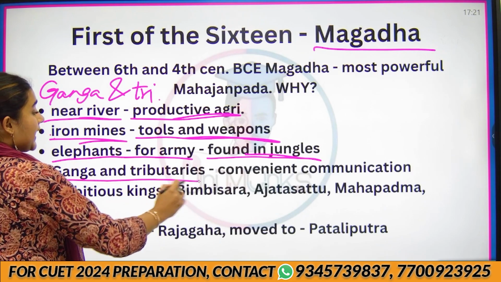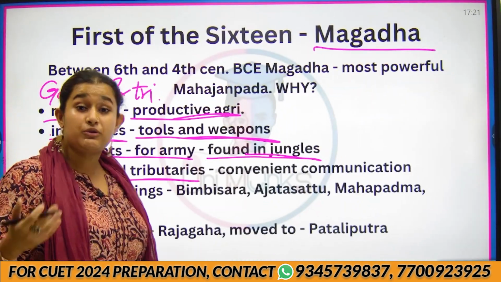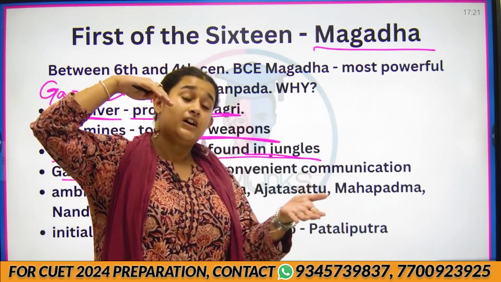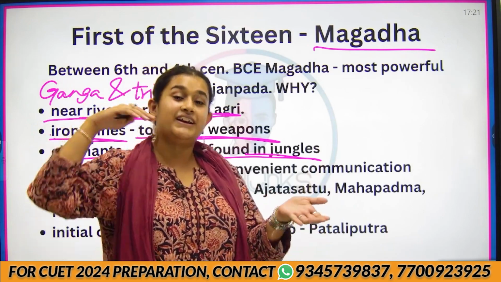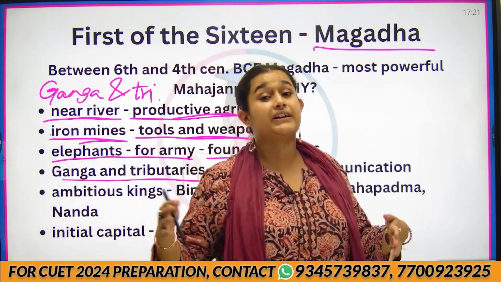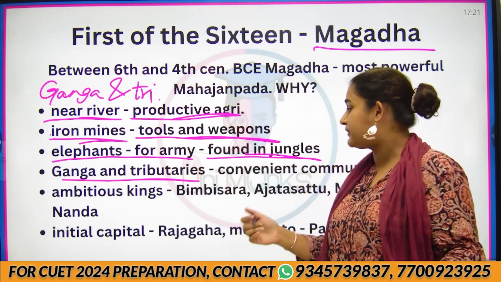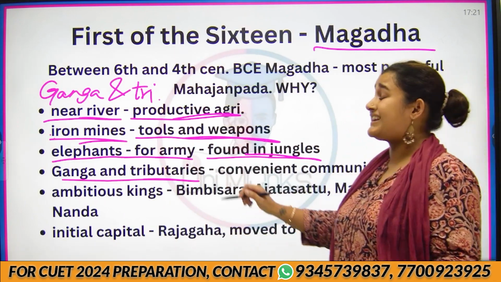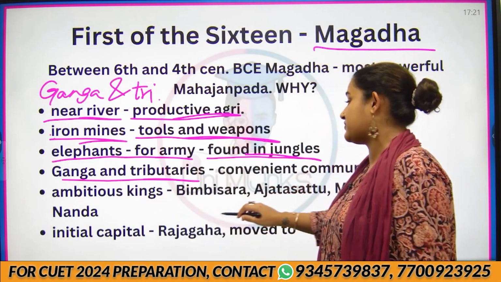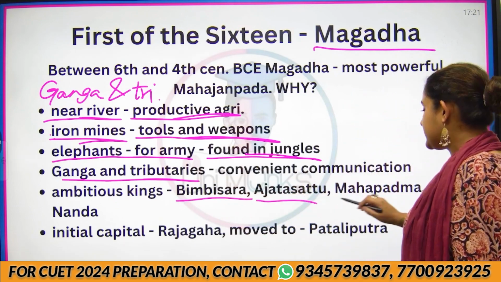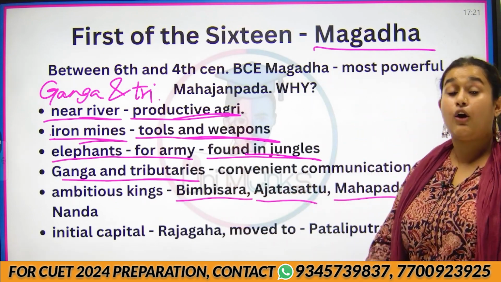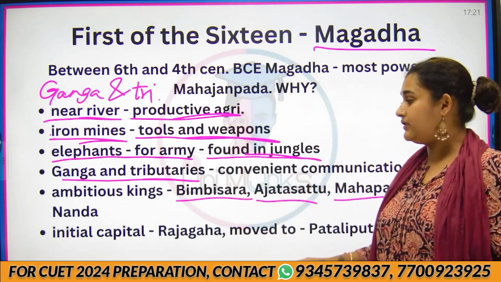And they used the Ganga and its tributaries for convenient communication, right? Little boats, sailing down from the Ganga to the other kingdoms, traded with them, correct? Apart from this, it had very ambitious kings, okay? We have Bimbisar, Ajatasattu, Mahapadma Nanda, all of them belonged to Magadha, okay?